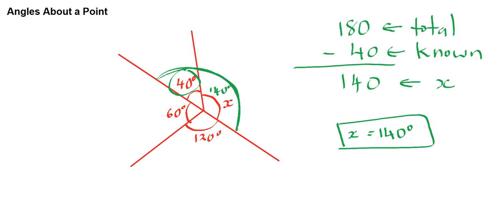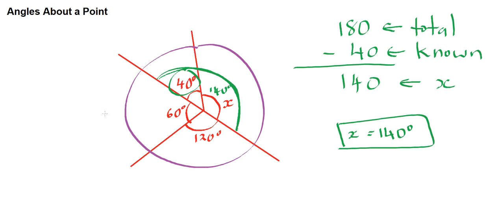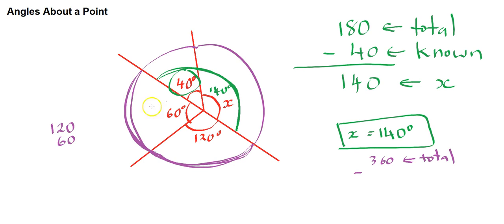There is another way to do it, and that is to pretend that we're looking at a circle. So now the total becomes 360. That's our total number of degrees that we're going to be looking at. And we're going to subtract the known number of degrees. So here we have, let's just add them up, 120. That's this part. The next part is here, and that's 60. And then the next part is 40.